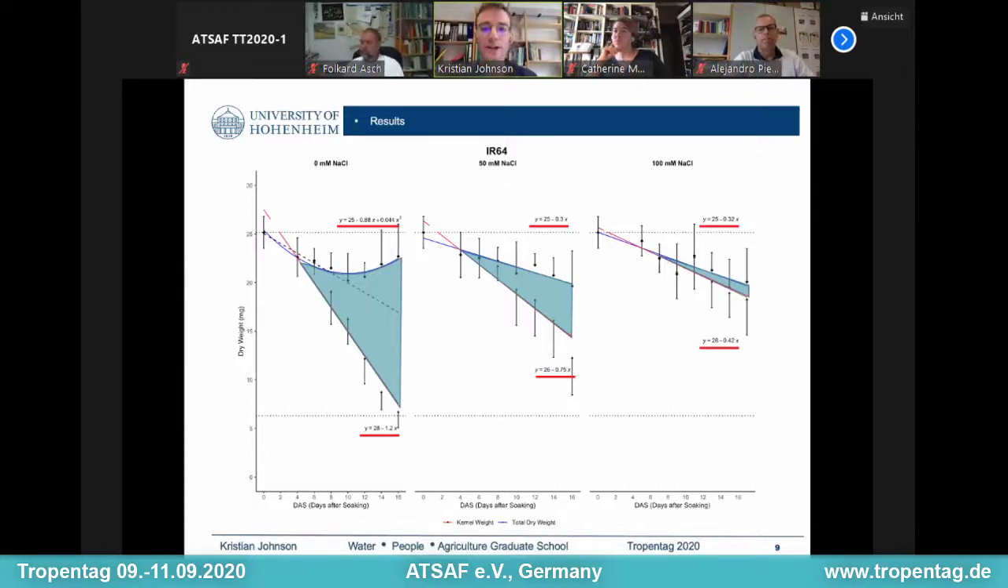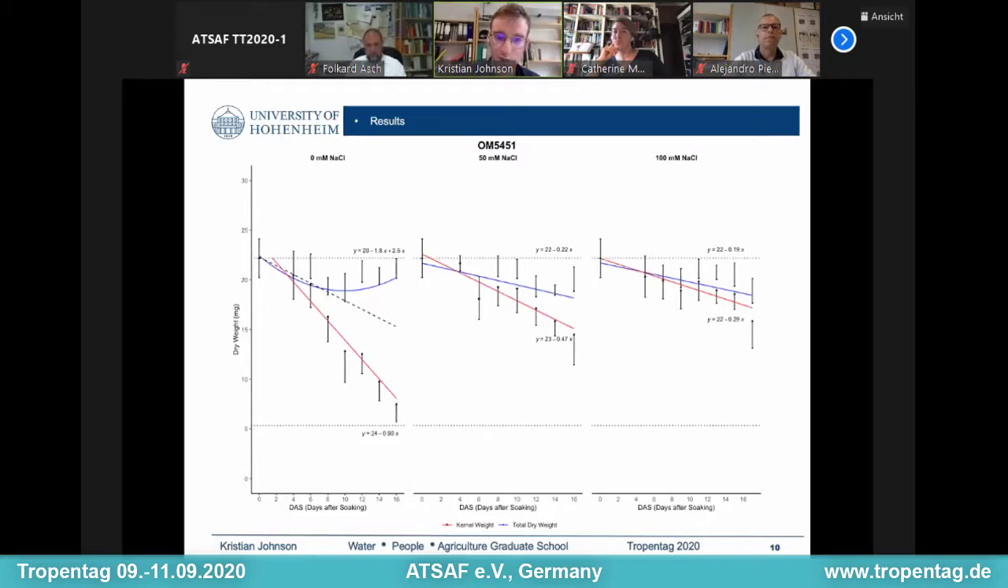And at a certain point, especially at 50 millimolar and 100 millimolar, these start to look relatively similar, other than in the sense of kernel weight loss, which is interesting in the sense that you have more reserves being used up and you have organ development, and yet there's still not very much productive growth.